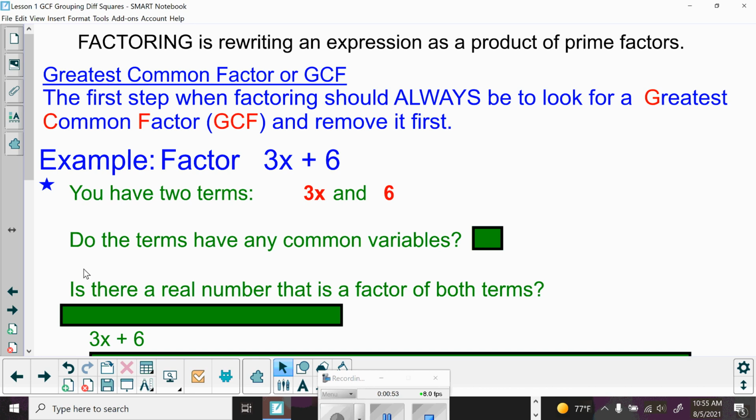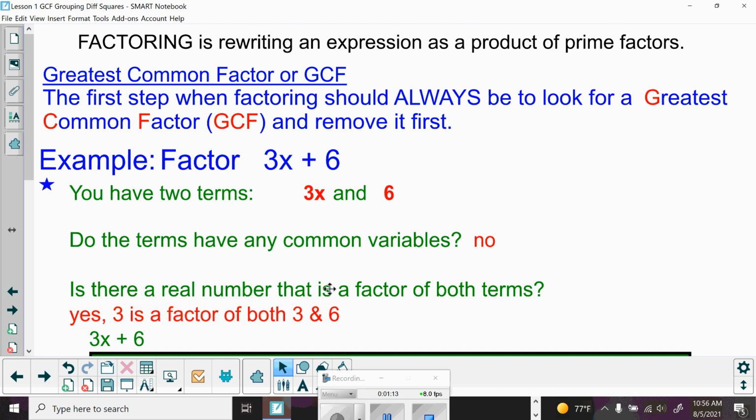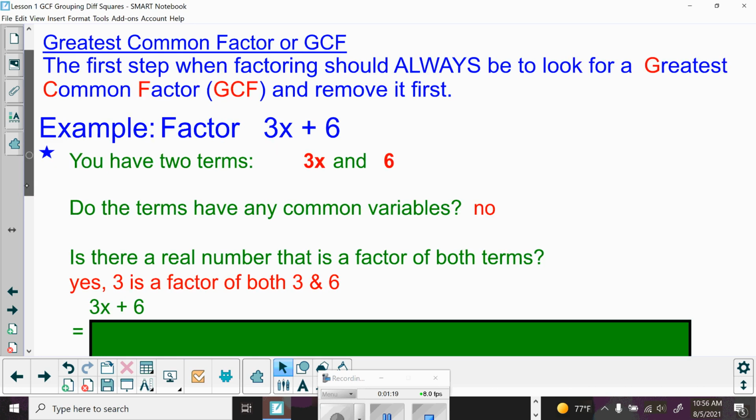Now what we want to do is find out, do the terms have any common variables? I've got an x and a 6, so my answer would be no. Is there a real number that is a factor of both terms? That means a real number, an integer, that will go into both 3 and 6 evenly. Absolutely. 3 is a factor of both 3 and 6.